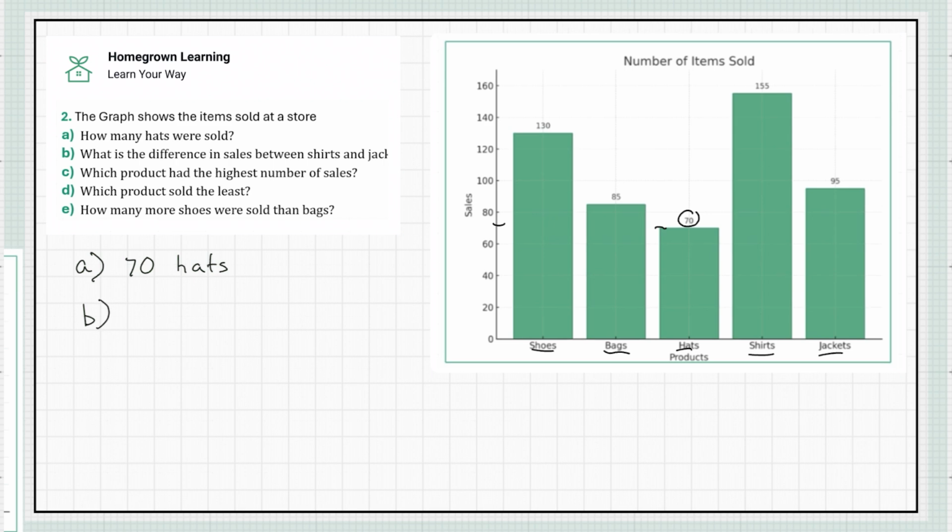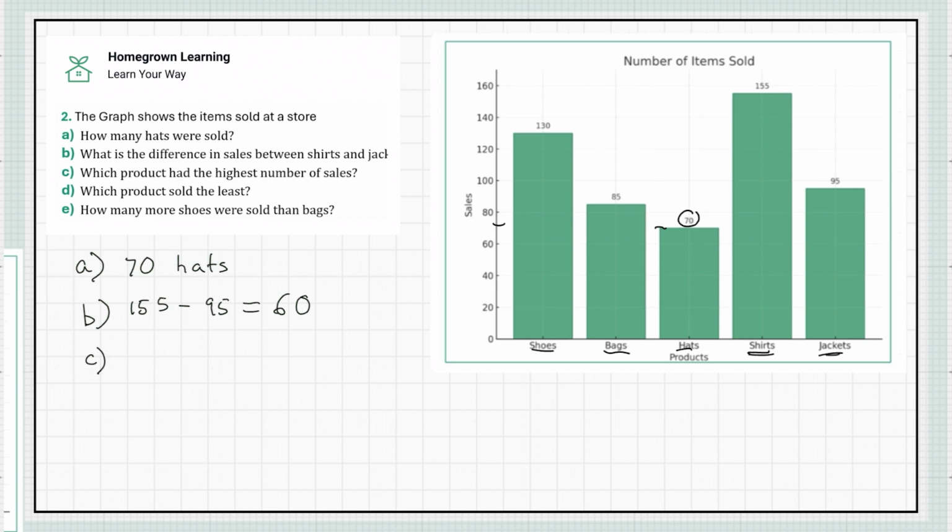If we look at B, we can see what is the difference in sales between shirts and jackets. Well, shirts is here, so that's 155. Then we take away our jackets. Our jackets is here, and that's 95. So if we do 155 minus 95, we're going to end up with 60.